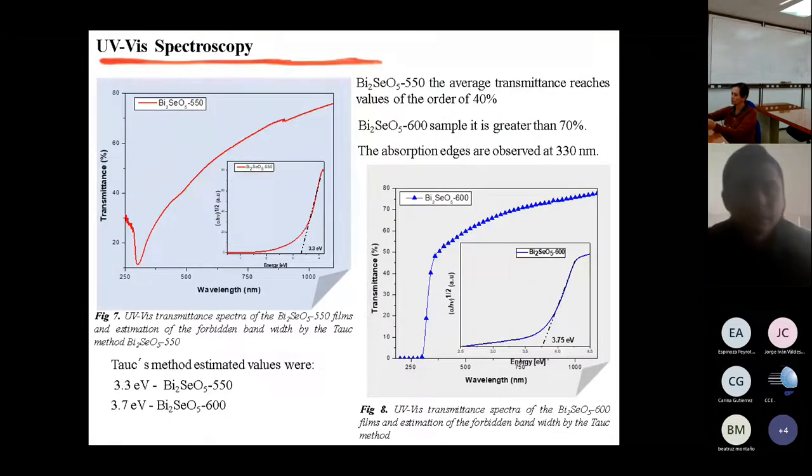The optical characterization was performed by UV-Vis spectroscopy, and in figure 9 and figure 10 we can see the transmittance spectrum of the films deposited by pulsed laser ablation. The measurement range was 200 to 1000 nanometers, and an average transmittance in the visible spectrum in the region of 40 to 70% can be observed, which is associated with the opacity of the material. The samples present an absorption border in the spectrum near 350 nanometers.